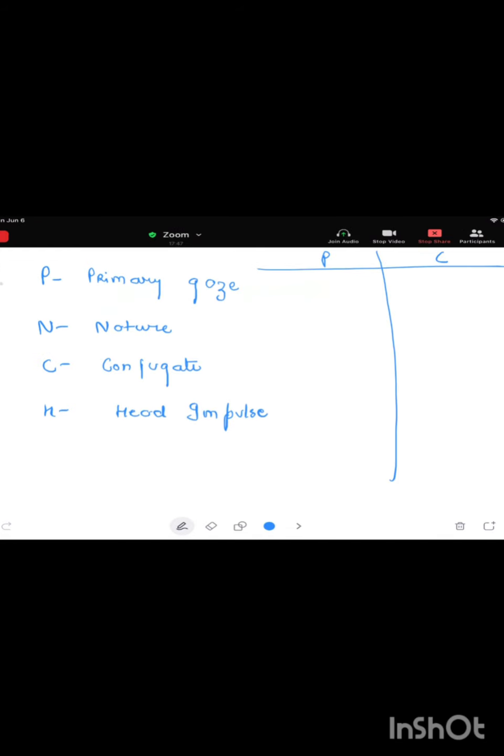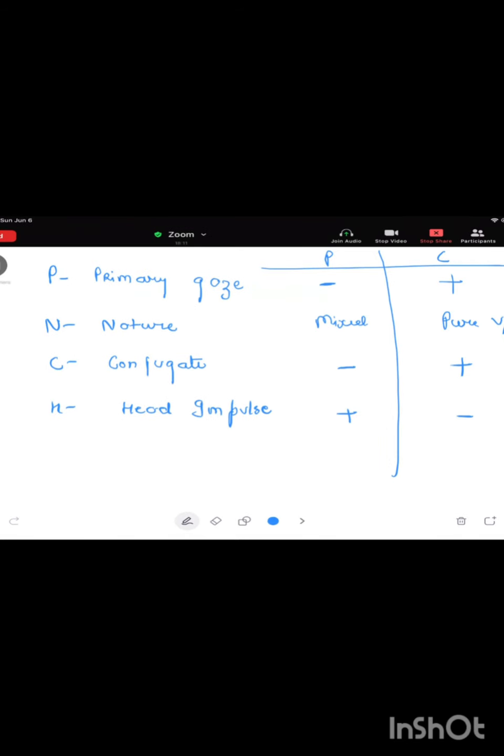These are the parameters we have to see for the nystagmus. Assume a patient walking into your OPD with nystagmus. How to approach the patient? The first thing you will look at, without touching the patient, just by observing, is the primary gaze, what the nature of the nystagmus is, whether it is pure vertical or mixed vertical torsional, whether it is conjugate or not conjugate, and whether the head impulse is present or not present. Now assume that the HOD or the JR of the department, just by looking, can get the work done. He is the HOD.